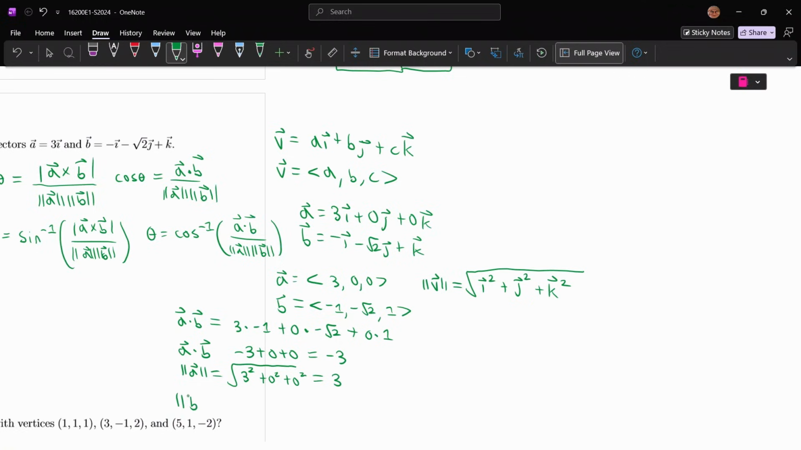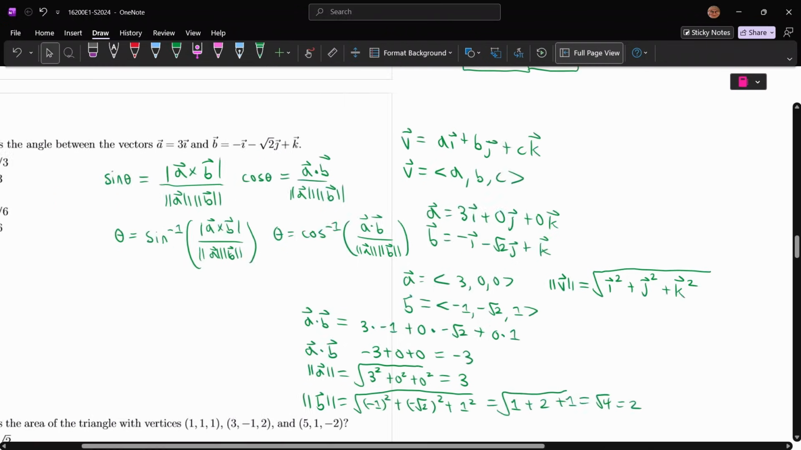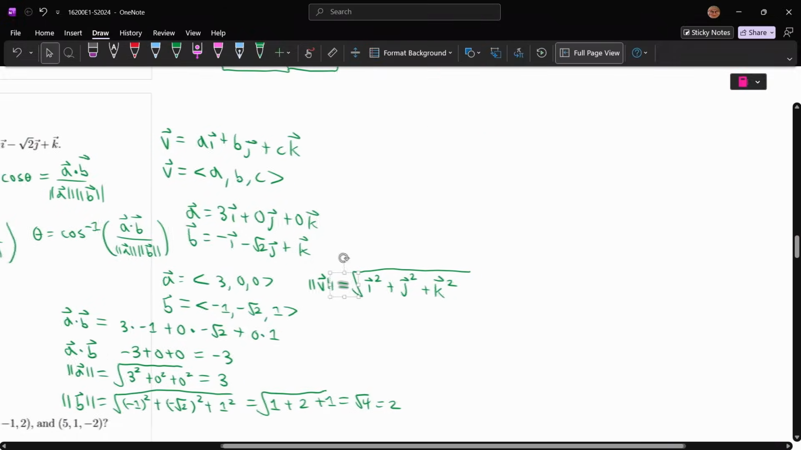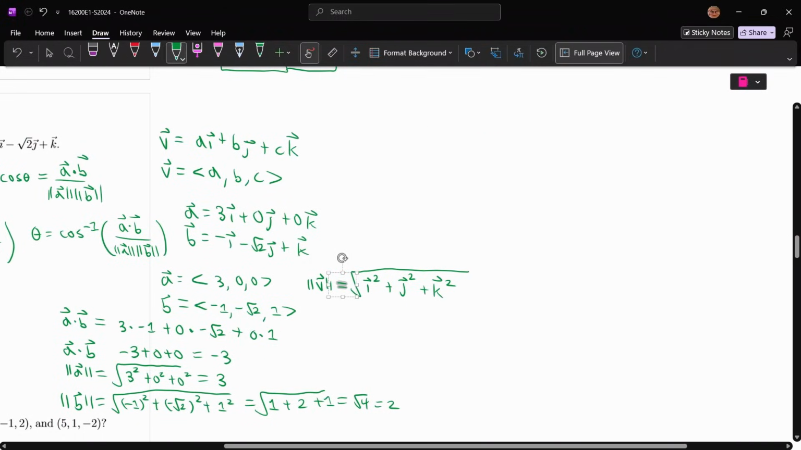The magnitude of b is equal to the square root of negative 1 squared plus negative square root 2 squared plus 1 squared. Simplifying this, you end up with the square root of 1 plus 2 plus 1, which gives us root 4, which gives us 2. Now that we have all those values, we can plug them into this expression and solve for theta.